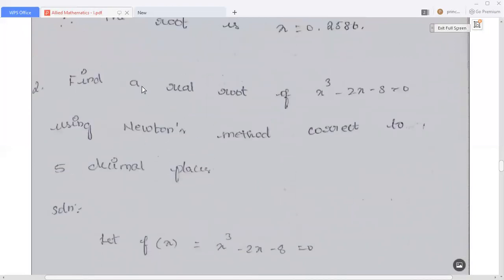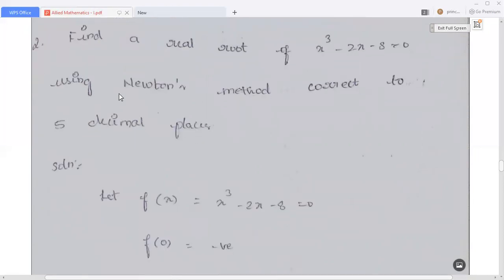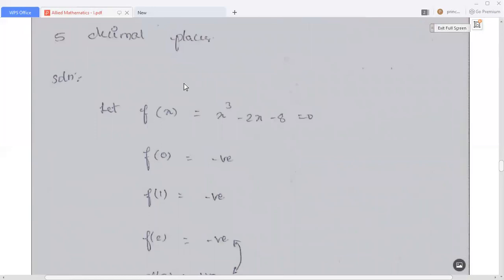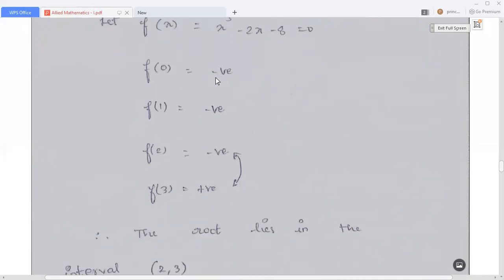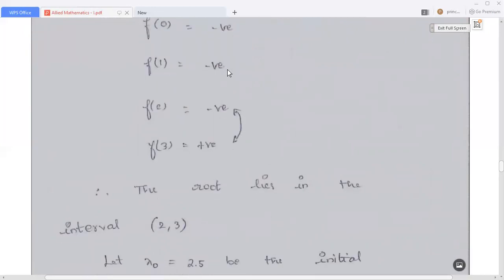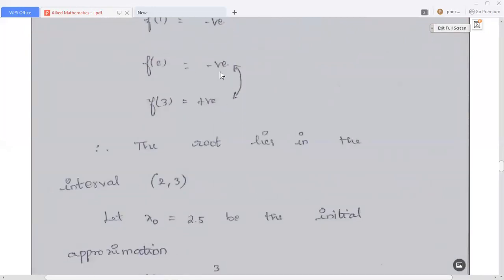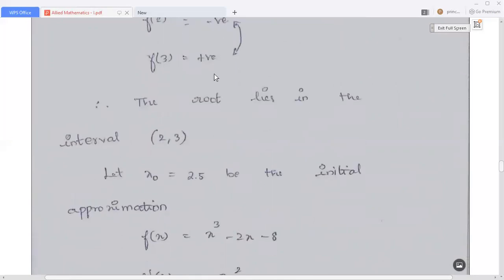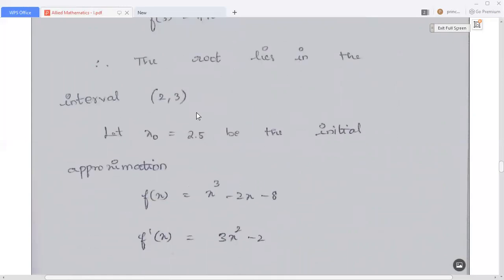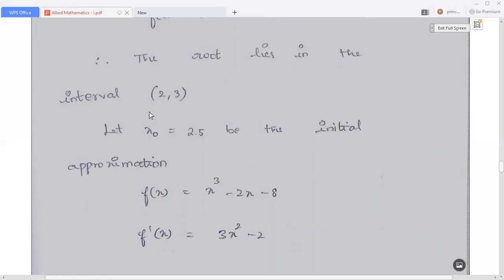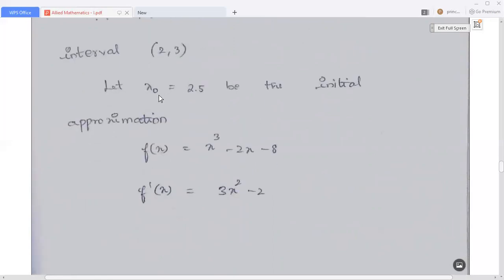Now we can do the second problem. Find a real root of x cube minus 2x minus 8 equal to 0 using Newton's method, correct to 5 decimal places. Now we write the solution. f of x equal to x cube minus 2x minus 8 equal to 0. Here f of 0 is negative, f of 1 is negative, f of 2 is negative, f of 3 is positive. Therefore, the root lies in the interval 2, 3. So now we can take the x0 value as the initial approximation. Here we take x0 equal to 2.5 as the initial approximation.